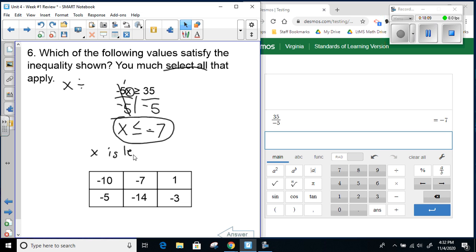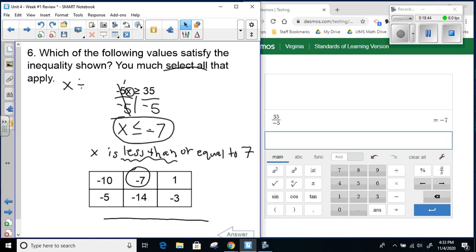X is less than or equal to negative 7. So what does that mean? That means x could be equal to negative 7, or x could be everything less than negative 7. So looking at these choices, I need to pick all numbers that are equal to negative 7 or less than negative 7. So right away, I want to pick negative 7 because that's part of my answer. But I also need to pick everything that's less than negative 7.